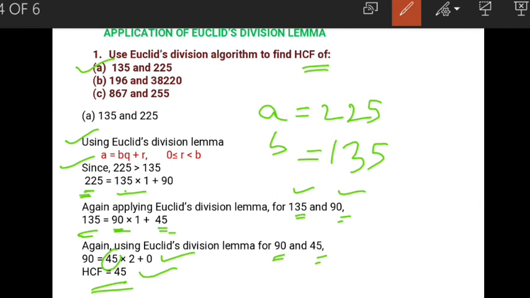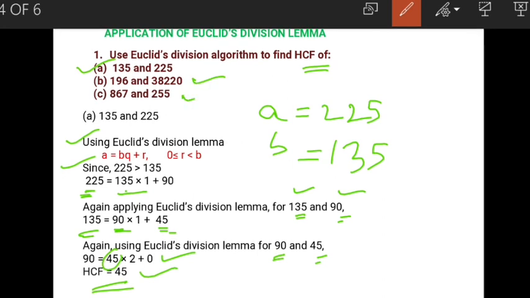So I hope this helps you to understand the application of Euclid division lemma. Similarly, you can use this method to find the HCF of these two numbers from your book. Okay, exercise 1.1, question number 1. Okay, let us see another portion.